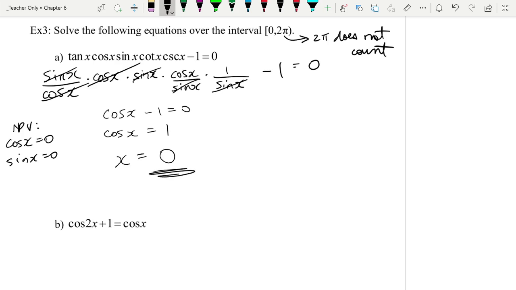Unfortunately, cosine of x equals 1. No, that's okay. X, that works. Non-permissible value, that works. So that is my answer. Okay, if this had been cosine of x equals 1, I'd be worried. Sine of x equals 0 is not a problem.